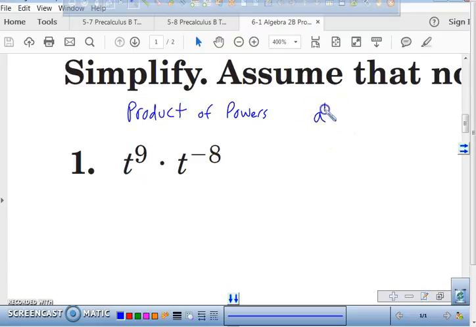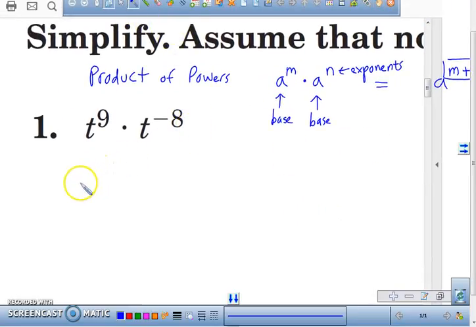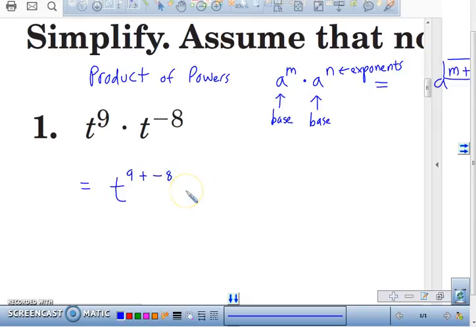So which means if I have a number to the power of n times a number to the power of m, this number right here is referred to as the base that you're working with. So we have the same base, right? What's our base in this problem? The base is t. The n and the m represent exponents. If you have the product of powers, all you have to do, whatever your base is, just take the exponents and simply add them together. That's all you have to do. So right here, we could say this is equal to t to the power of 9 plus a negative 8, which is t to the first, which is just simply t. So our answer is t.